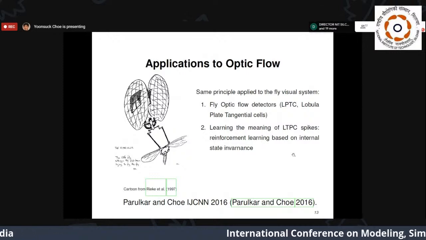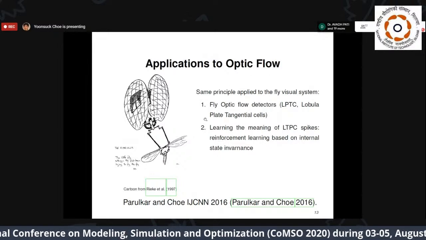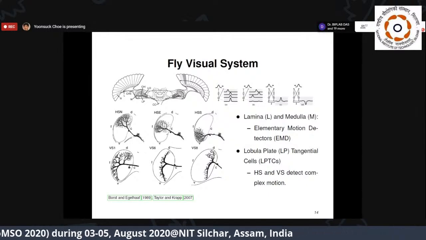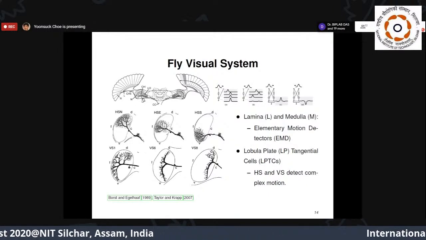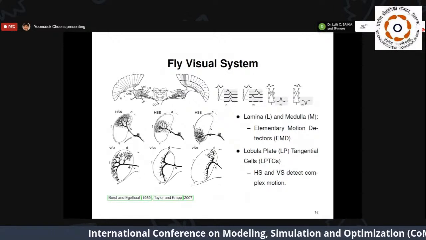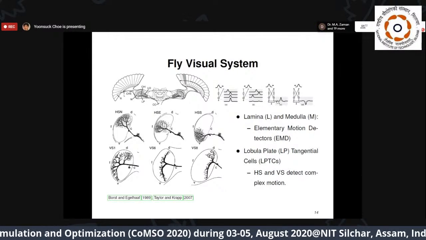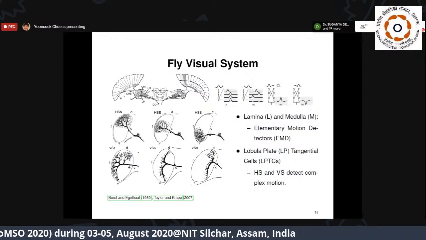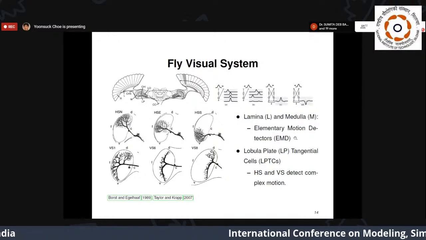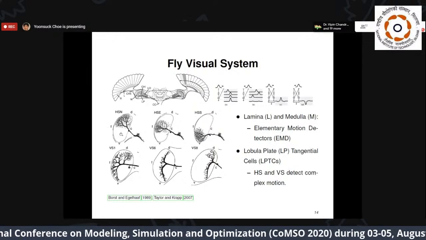Okay, and this we have more recently applied to the fly optic flow system. In the fly, there's the retina, then the lamina, and then there's the medulla and the lobular plate. There are elementary motion detectors. When things move in this way, then this particular neuronal output will be positive. But when there's a motion in the opposite direction, it'll generate a negative response. These are called the elementary motion detectors.